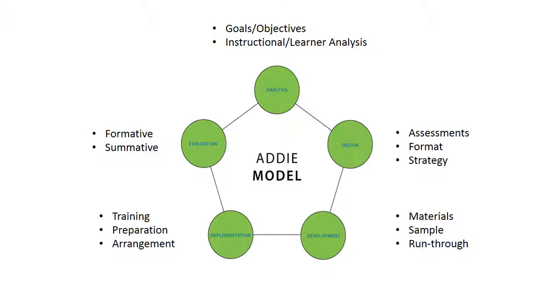The E for ADDIE is evaluation. And you will have both formative and summative evaluations. Did the students learn those objectives that you had at the very beginning, or do you need to make some changes? You have attitude questionnaires, performance assessments, and they might even be criterion referenced.